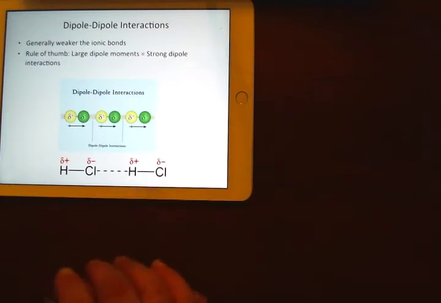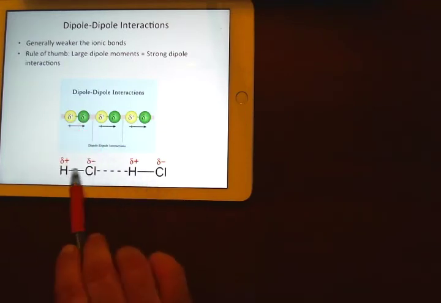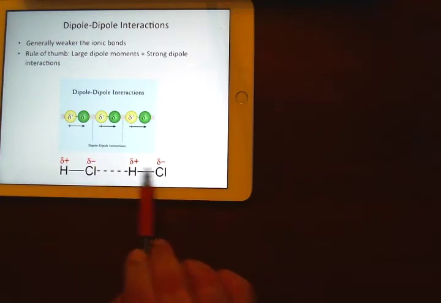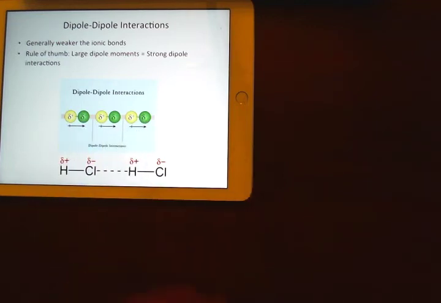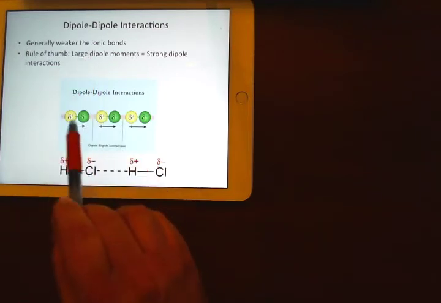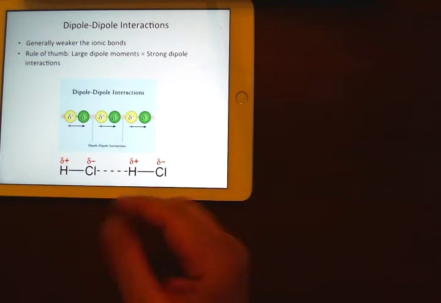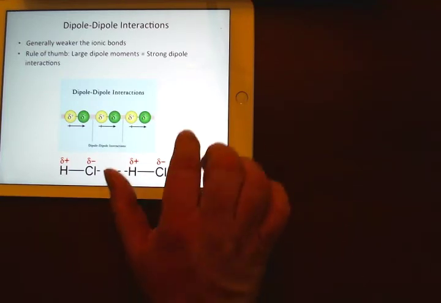Now you can also have what are called dipole-dipole interactions, and that's where you have these polar covalent bonds, right? The negative on this side is going to be attracted to that positive there, and then this negative is going to be attracted to another one, and so they kind of line up: positive, negative, positive, negative, and it's fairly weak. But it's still important. Really, the larger this difference is, the larger the dipole moment, the stronger the dipole interactions. That makes sense. Think of it as the larger the positive and negative charges, the stronger they're going to be attracted to each other.